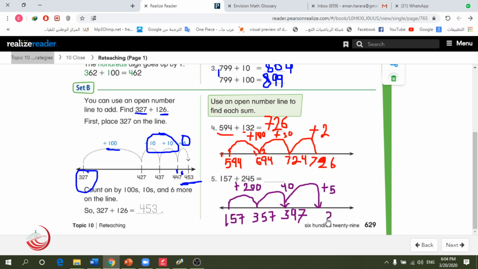So I will write the 2 here. The one I will add here on the 9, it will be 10. And the one I will add here, so it will be 402. We finished. So the final answer here will be 402.